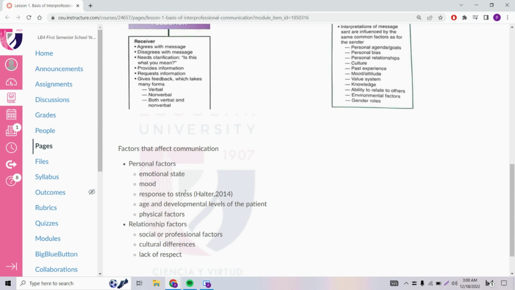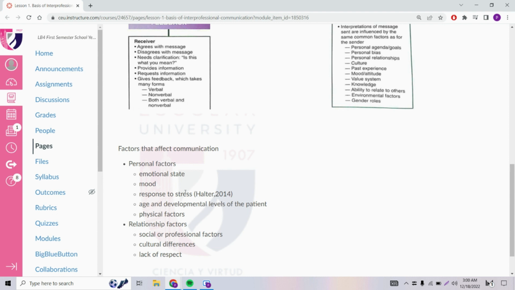Then you also need to consider the age and developmental levels of the patient. Like when you talk to a toddler, how do you talk to a toddler, or how do you explain to a toddler na kukunan mo siya ng dugo? Or how do you express to someone who's very old na kukunan mo siya ng blood?